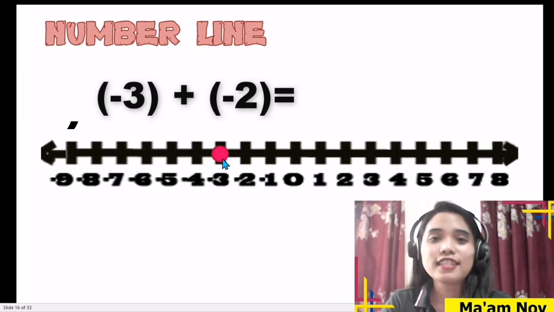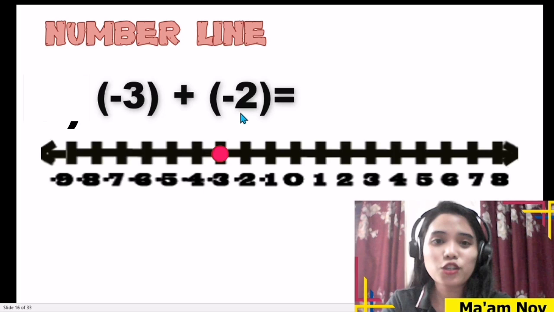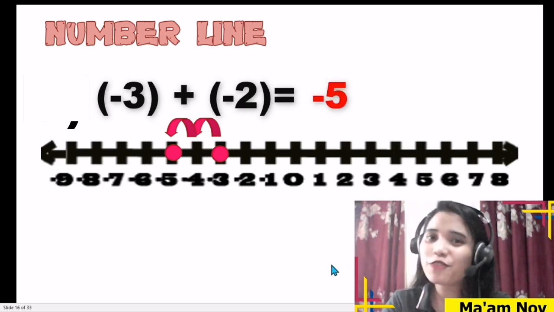And, saan tayo papunta? Sa left side or right side? That's right, left side. How many times? 2. So, because we have negative 2. So, 1, 2. And, nagland tayo kay negative 5. So, ang sagot is negative 5.